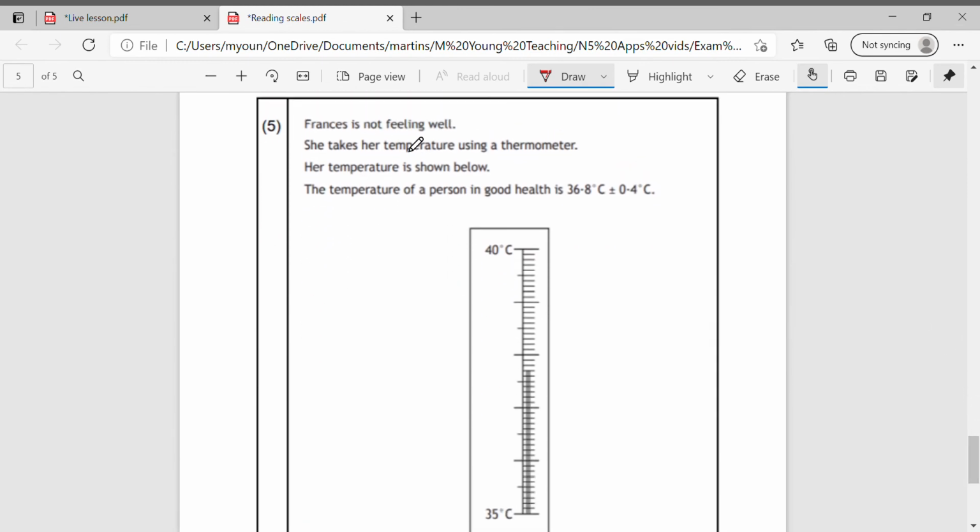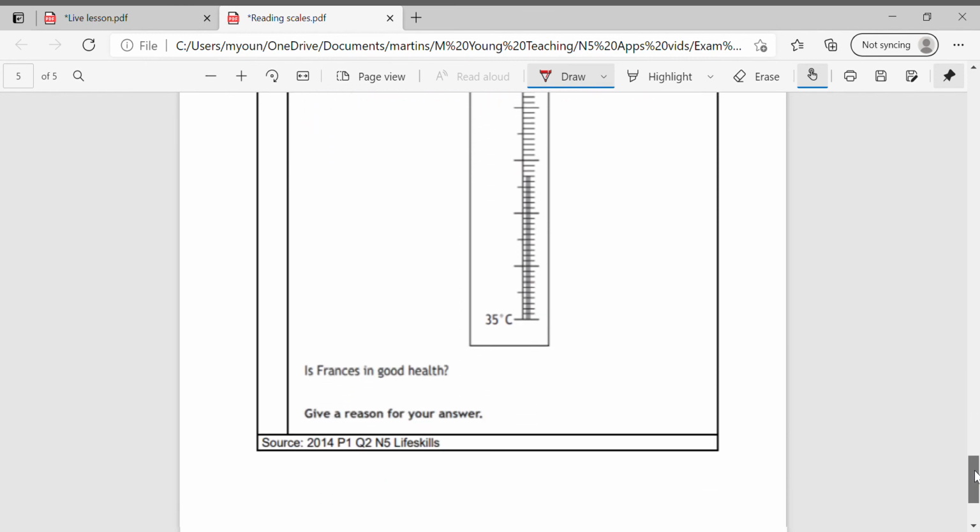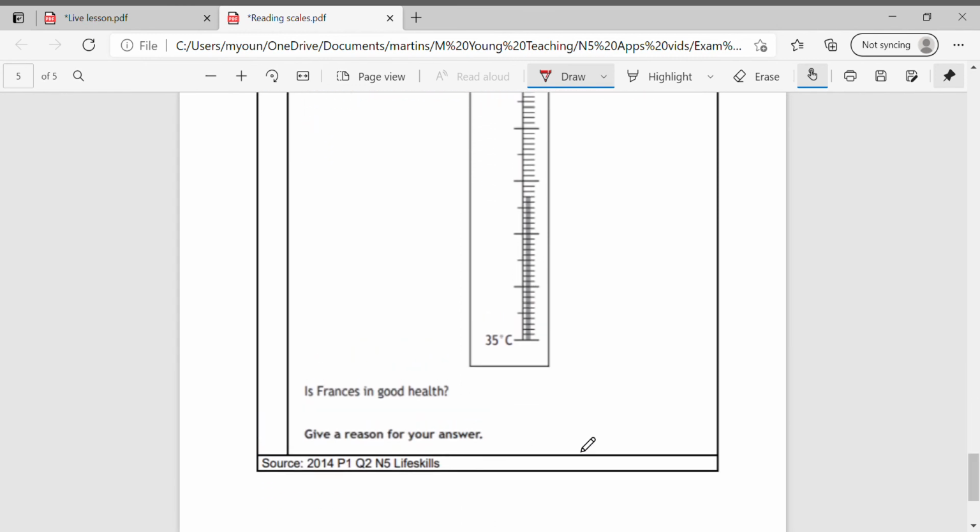Frances is not feeling well. She takes the temperature using a thermometer. Her temperature is shown below, so it's going up to here. The temperature of a person in good health is 36.8 degrees Celsius plus or minus 0.4 degrees Celsius. Our question is, is this person in good health? And make sure we give a reason for our answer.